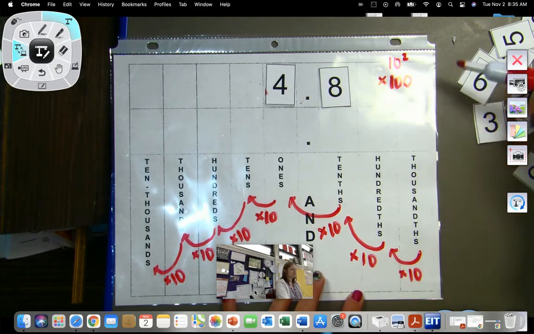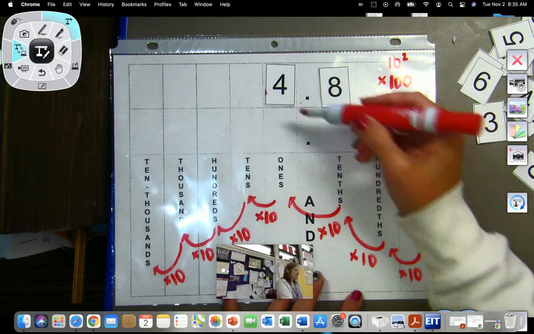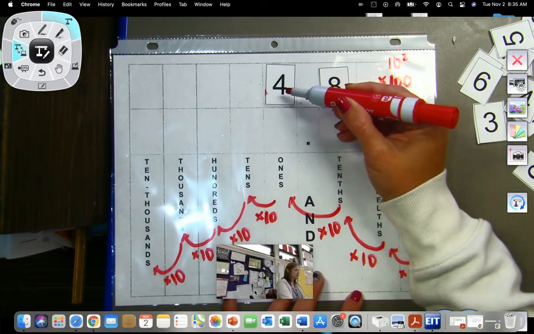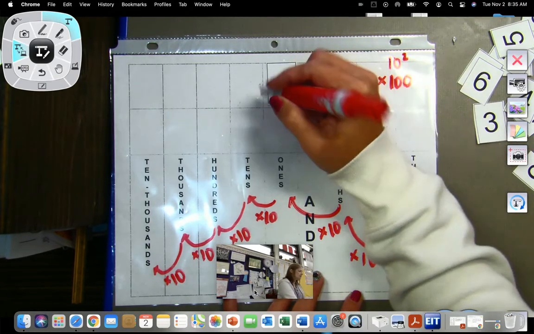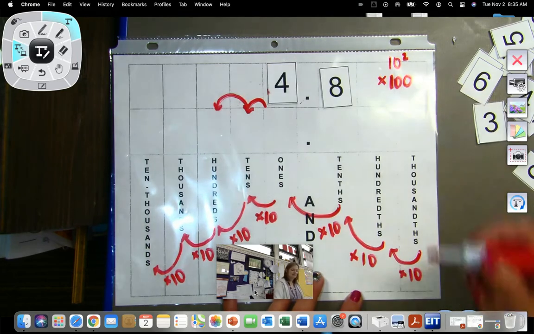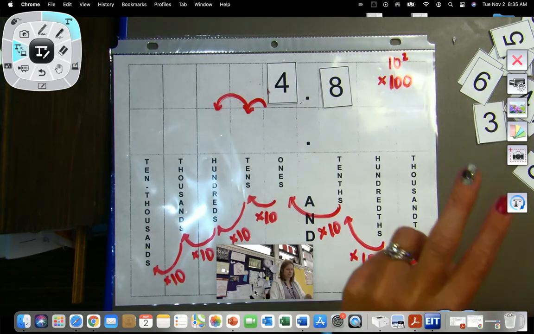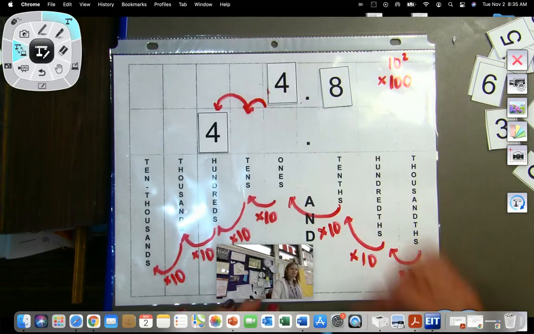So our equation really says 10 squared. We know that that's 10 times 10. So what that tells us is this 4 in the ones position, we need to multiply that by 10 twice. So what that really means is 4 times 10 times 10. So we're moving it 2 positions this time. So we're going to put our new 4 here, okay?